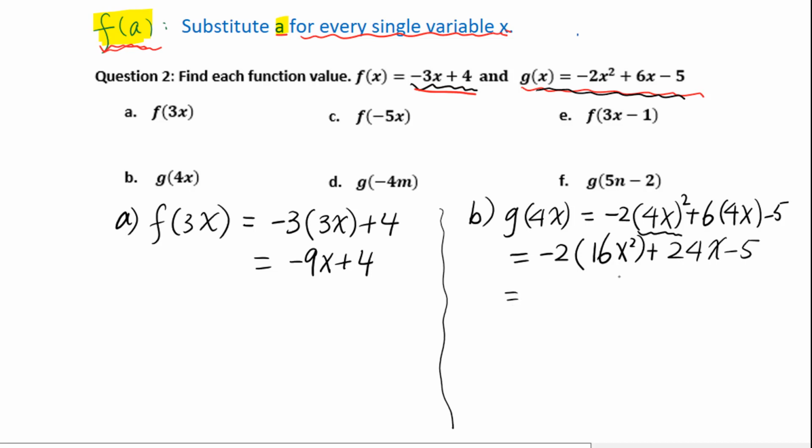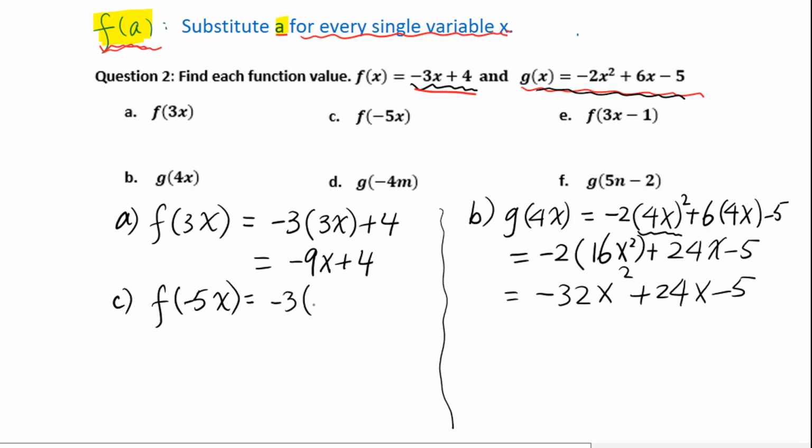Negative 2 times 16x squared is negative 32x squared plus 24x minus 5. Now let's go to C, f of negative 5x, which means every single x will be changed into negative 5x. So we have negative 3 times negative 5x plus 4. Negative 3 times negative 5 will be 15x plus 4.